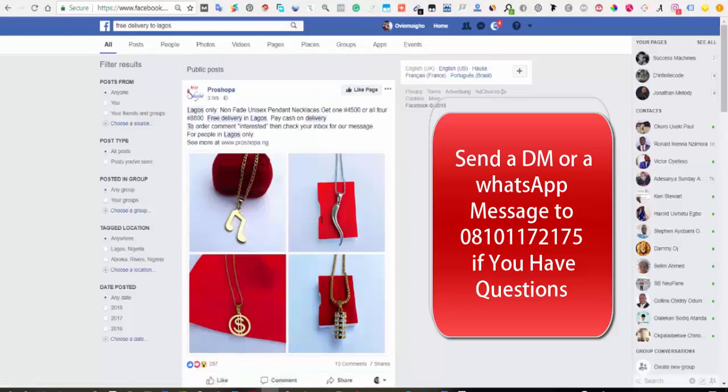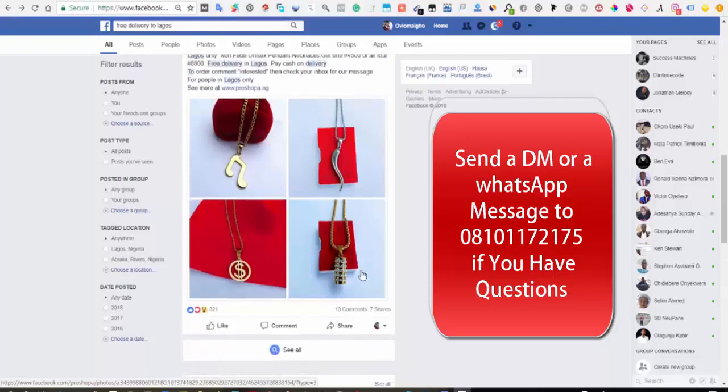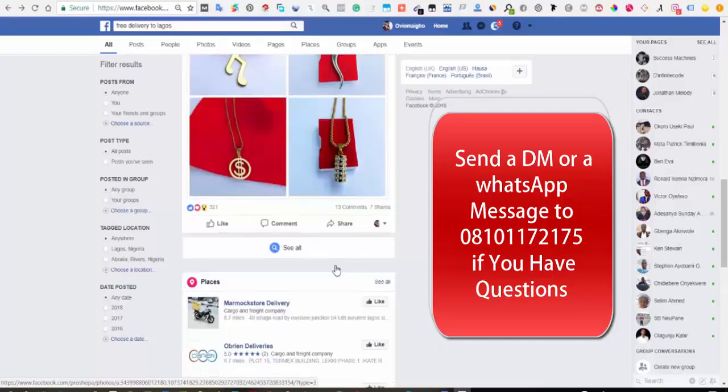This person is selling it right, so this individual is selling these for 4,500 for a piece, and if you're getting 4 of them, it goes for 8,000. And I can tell you that all of this won't cost more than 2,000 naira. Okay, so you can imagine how much this individual is making.